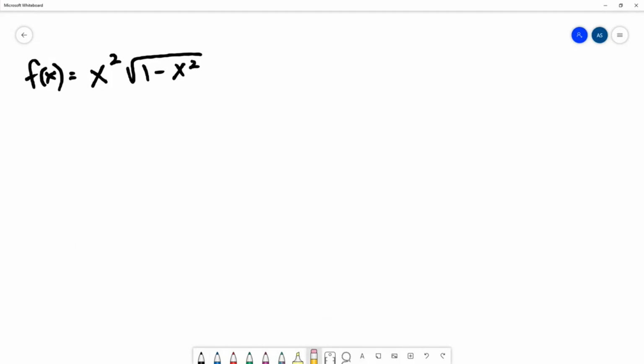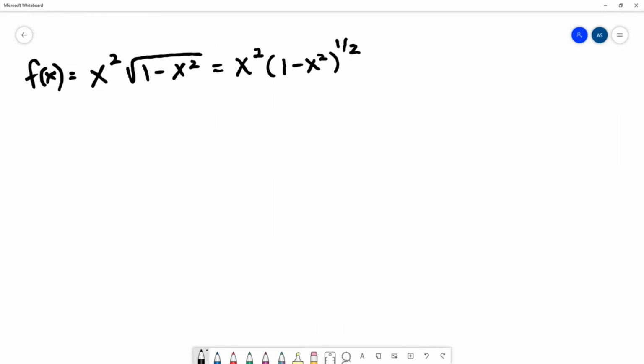On this question, I have the function f of x equals x squared times square root of 1 minus x squared. I want to calculate the derivative. Before I calculate the derivative, I am going to rewrite the radical in a different format so that it's a little easier to calculate the derivative. I'm going to write this as x squared times 1 minus x squared to the 1/2 power. That square root is the same as the 1/2 power.